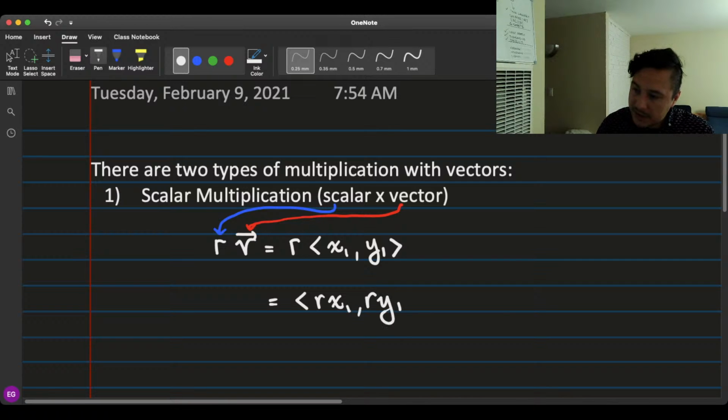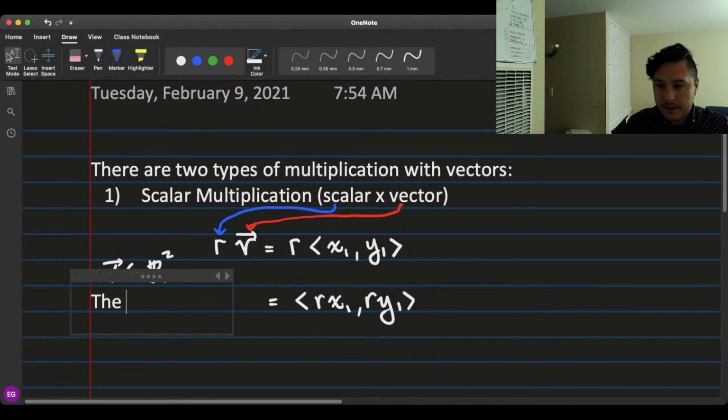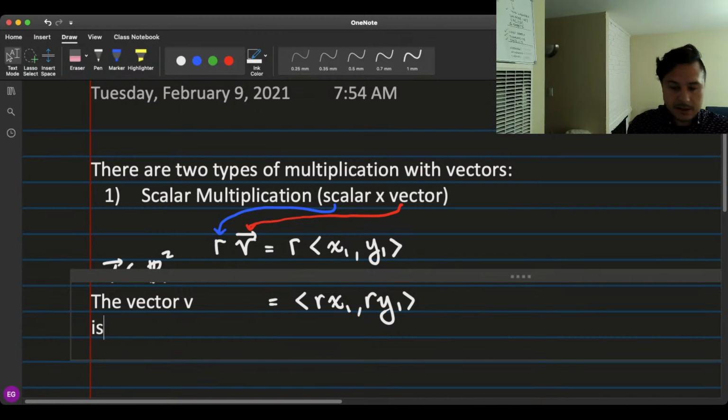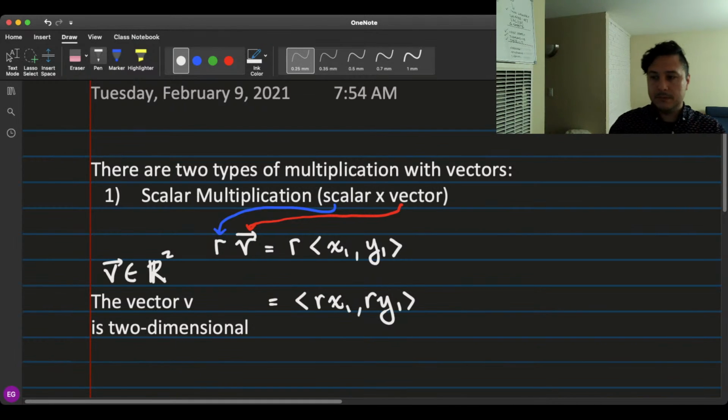This is a vector from R2. The way you say that a vector is from R2, you write your vector, and then you write this little symbol, an epsilon, and you say R2. So this means literally that the vector v is two-dimensional. The funny thing that looks like an E is an epsilon.